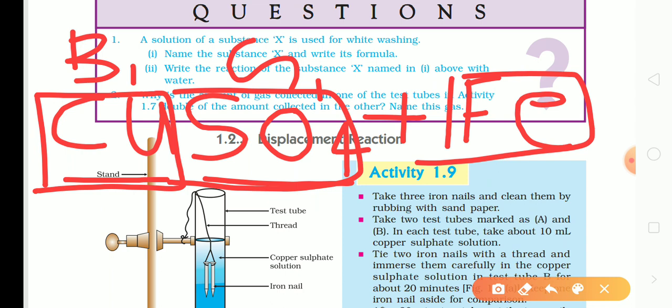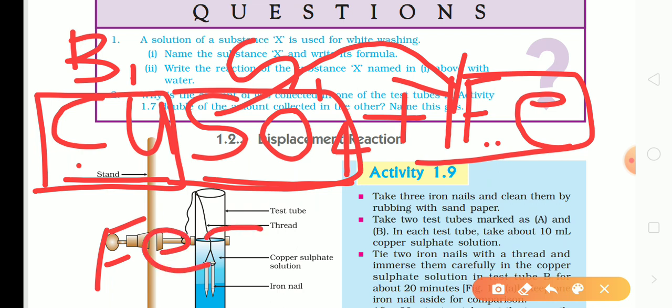What will happen? This sulfate will go with iron. Instead of copper, iron would be coming in. So literally we can say iron has kicked out copper, and the result would be FeSO4, and copper has gone out. They got married and copper has gone out. It is called displacement reaction.